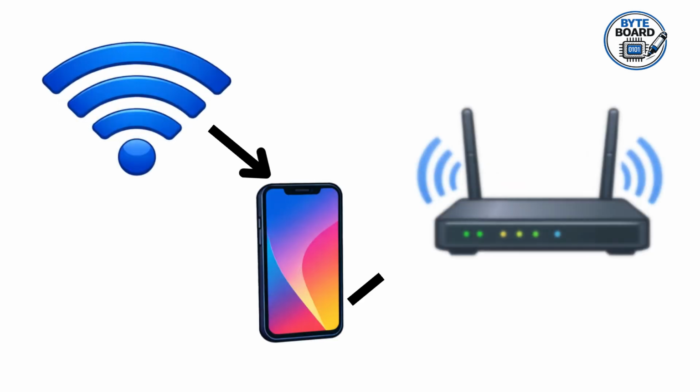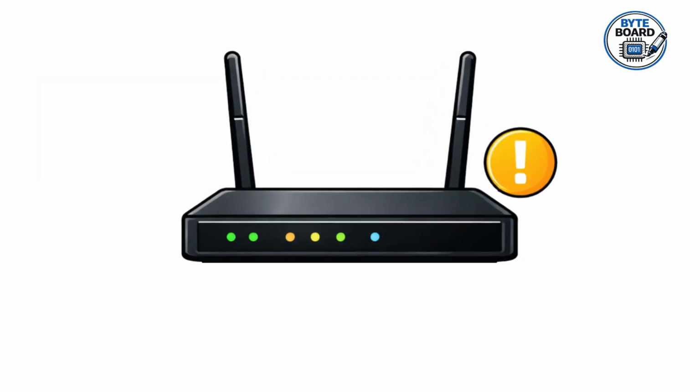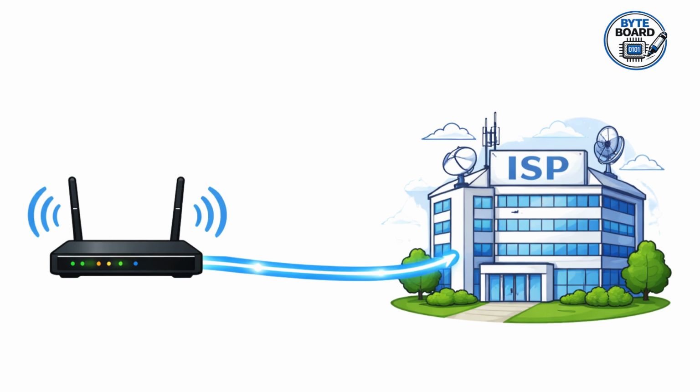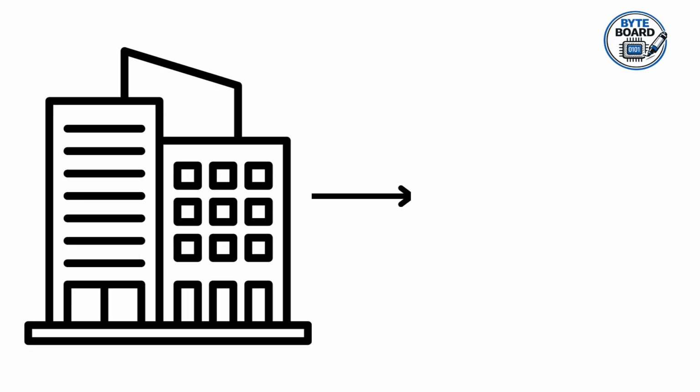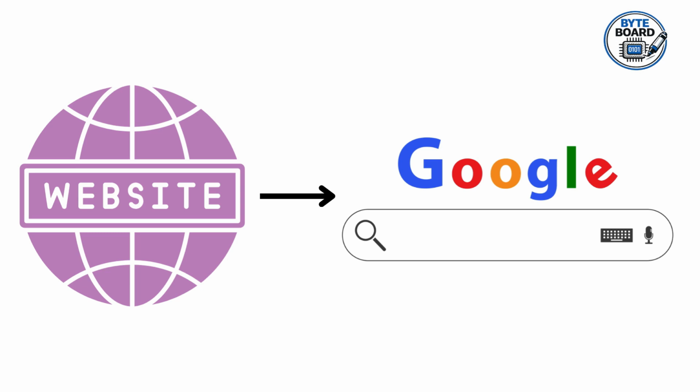When you connect to Wi-Fi, your phone or computer sends data to your router. The router is the device that connects your home to the internet. But the router alone is not the internet. It connects to your internet service provider, also called ISP. This is the company that gives you internet access. For example, when you open a website, your request first goes from your device to your router, and then to your ISP.